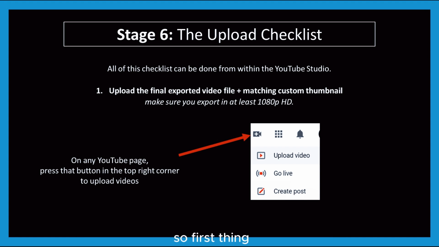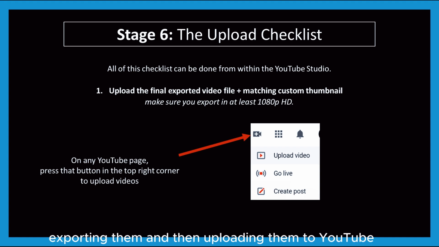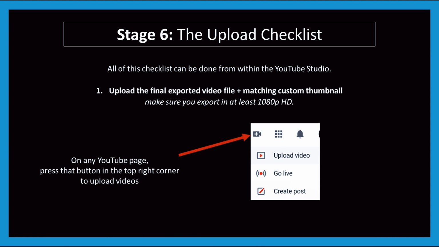So first thing, you want to upload the final exported video file that you've exported from your editing software along with the matching custom thumbnail. So this is basically just the stuff you've just been doing in all these other 5 stages, just bringing that all together now, exporting them, and then uploading them to YouTube. And obviously, make sure you export in at least 1080p HD file format.